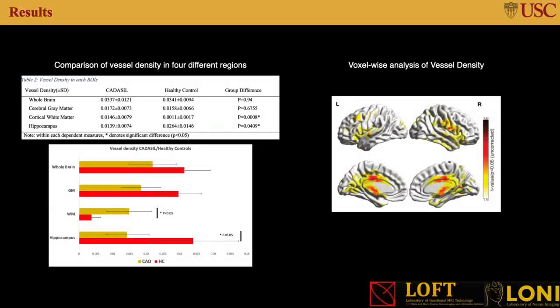Caveats, though, are warranted. The differences did not survive FDR correction, presumably due to the limited statistical power given a small sample size.